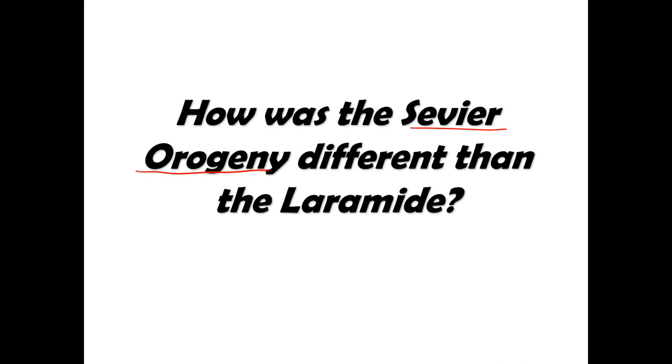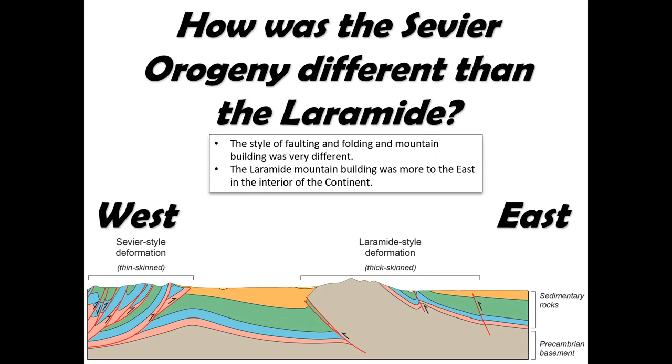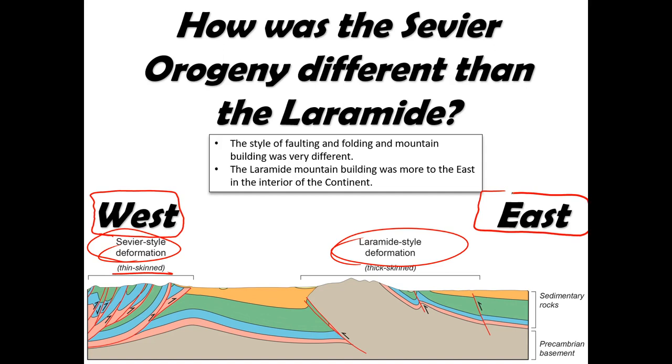But the subduction angle changed, and that's what created a more interior, more easterly deformation with the Laramide orogeny versus the Sevier style orogeny. So some differences, key differences between Sevier style deformation versus Laramide style. Again, both originating with the subduction of the Farallon Plate, but they're different. So one thing is that, of course, Sevier, it's more to the west. The deformation was occurring more to the west. With the Laramide, it's occurring more to the east.